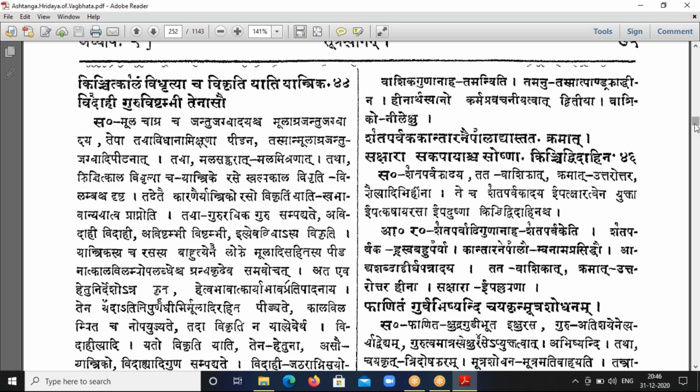I am just bringing it to your memory, maybe. Interestingly, there are many conditions in which this Ikshurasa is Apathya. So that also should be there in our mind.